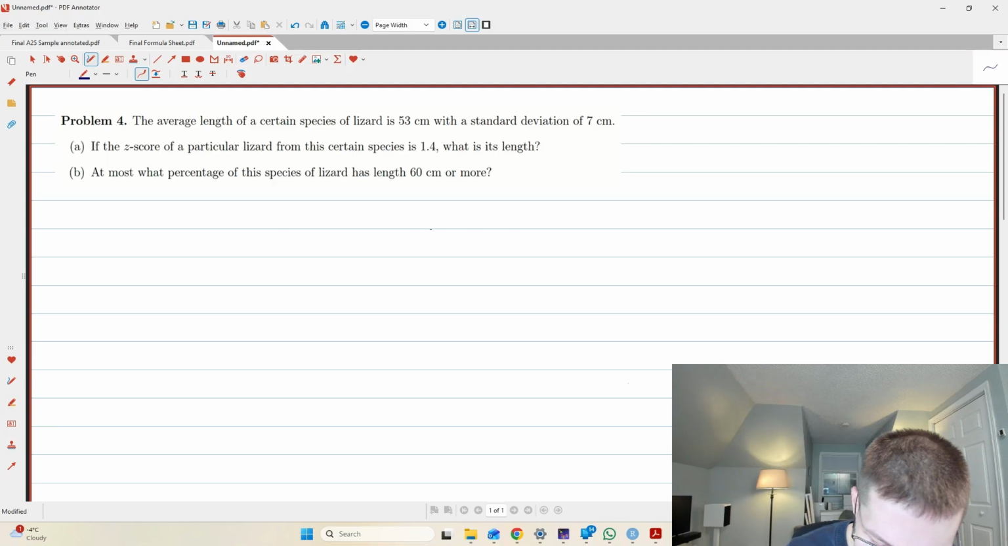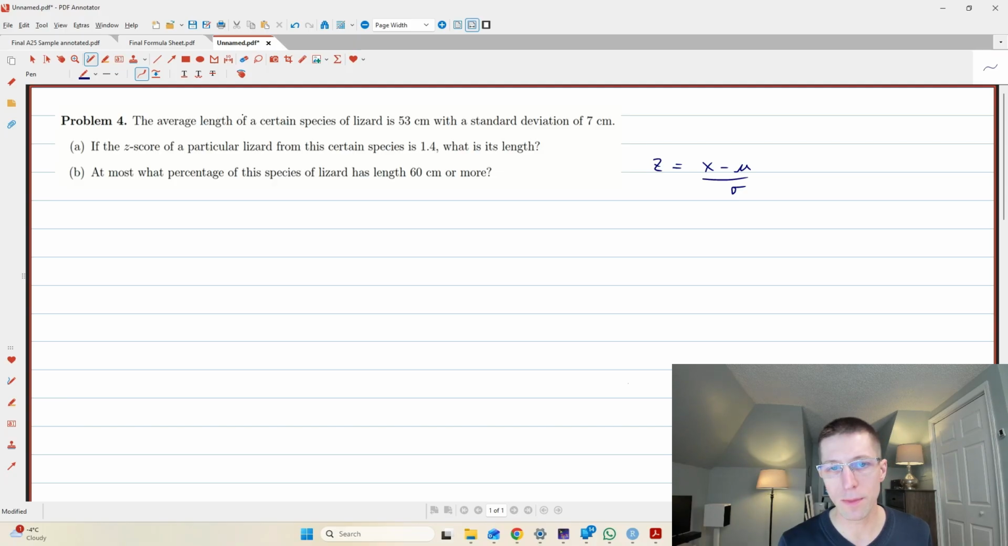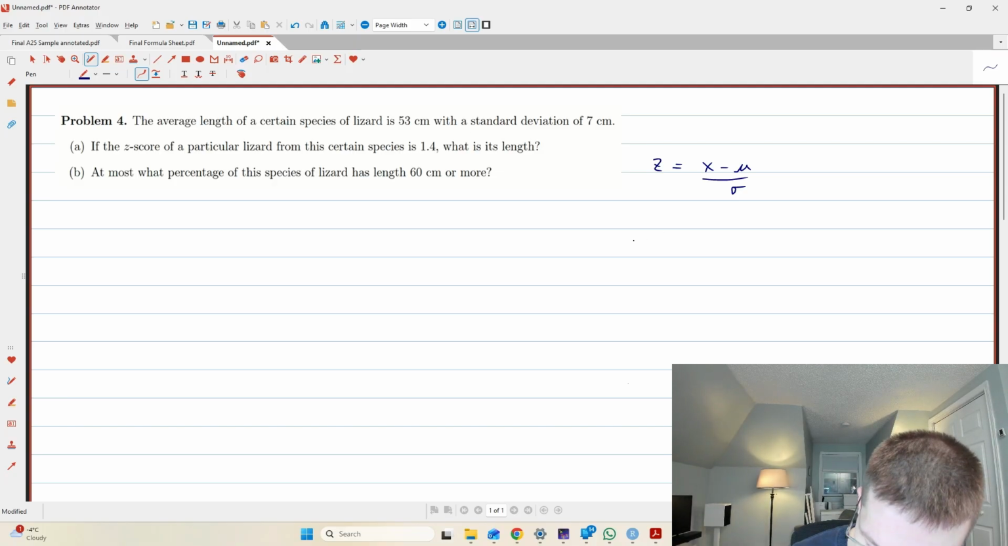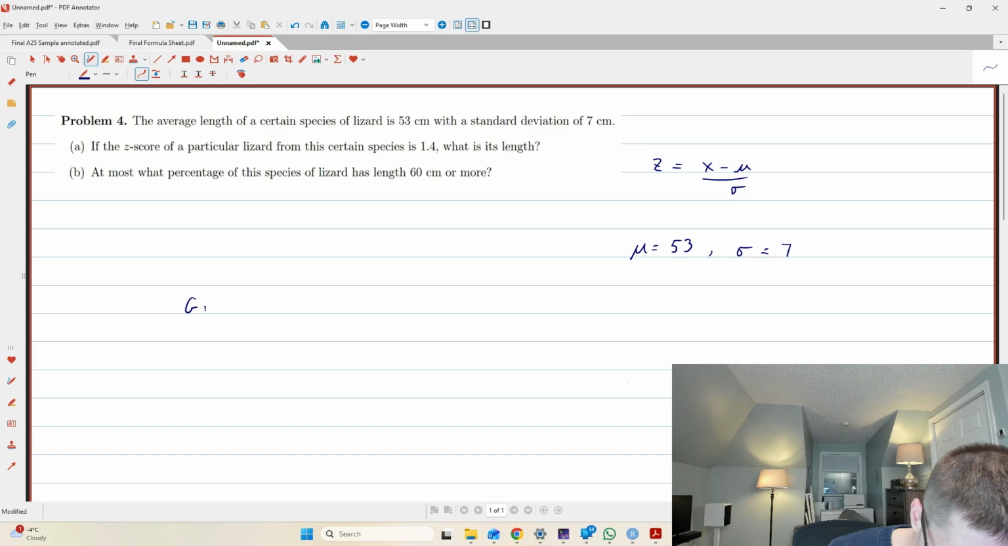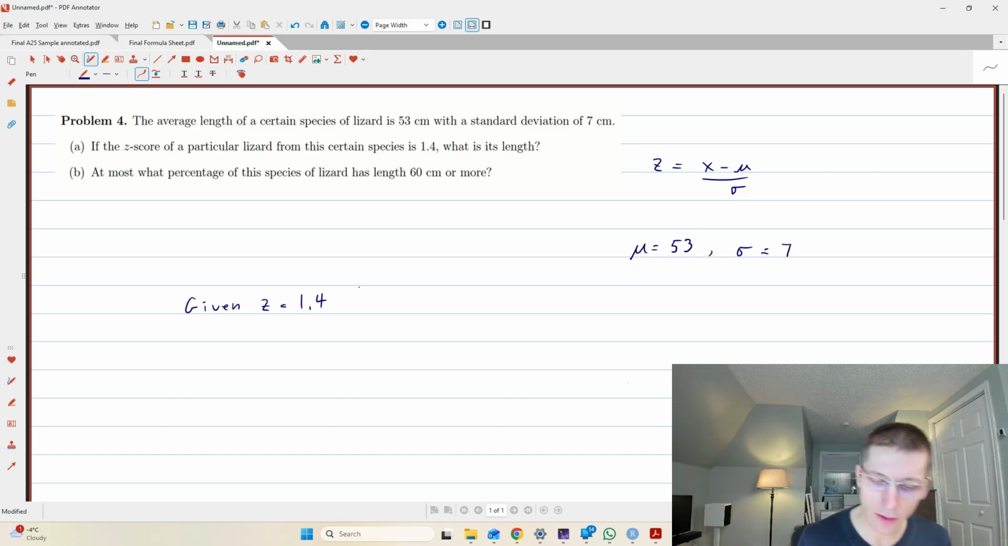So let me write this down. So z equals x minus mu over sigma. And average is meaning the mean. So the mean is 53. And we're told the standard deviation is 7. So if we're given z, we want to find the length of this particular lizard. So we know its z-score, and we know mu and sigma.